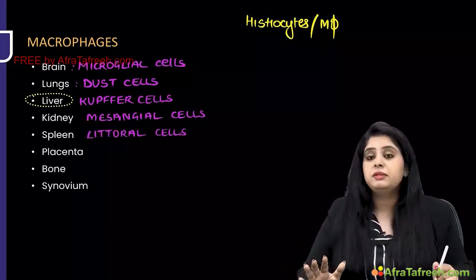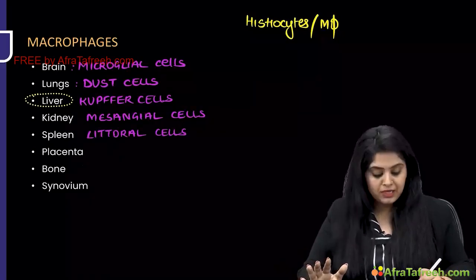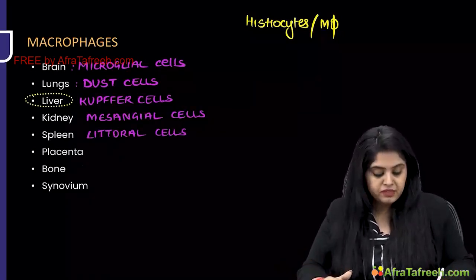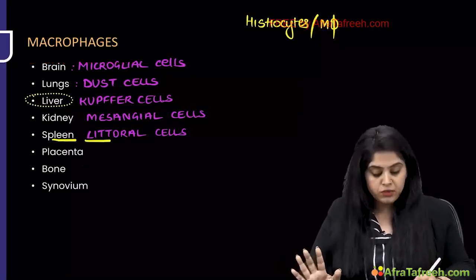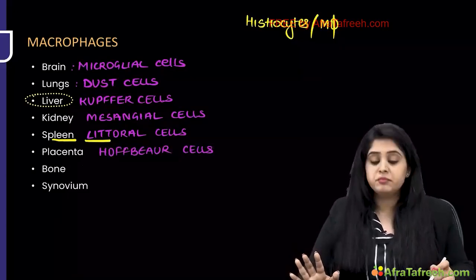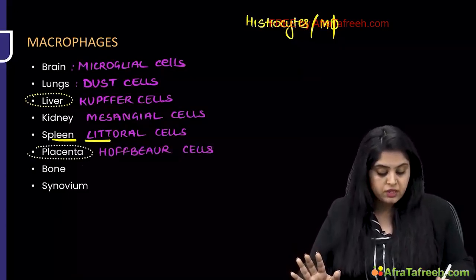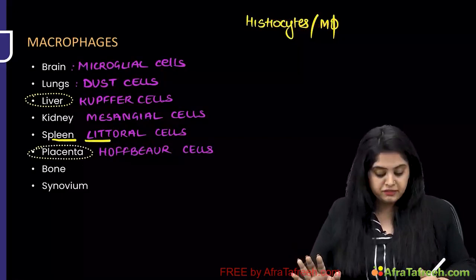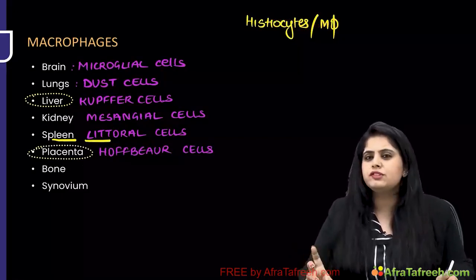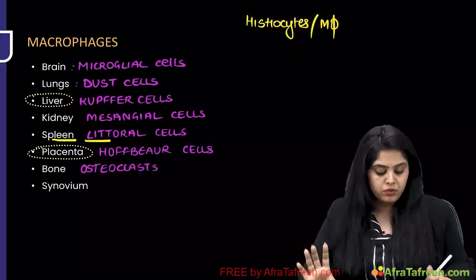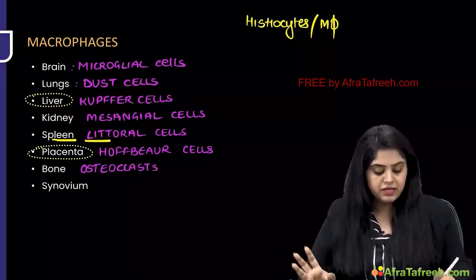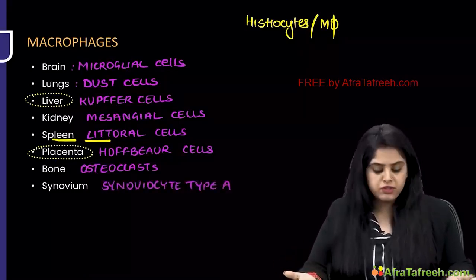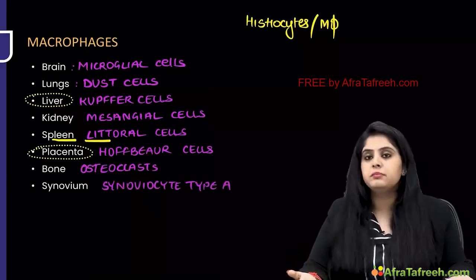What do you call them in the spleen? Littoral cells. So remember, spleen mein littoral cells milega. Spleen mein littoral cells milega. What do you call them in the placenta? Hofbauer cell, previous year question. Placenta you call them Hofbauer cells. In the bone mein osteo word should come. In the bone you call them osteoclasts. Bone, osteo, so osteoclasts. And synovium mein synovium word should come. So synoviocyte, how simple is that?